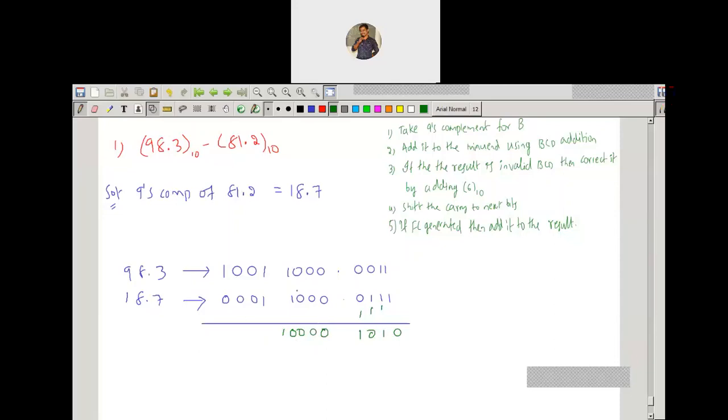Here 1 plus 1 is what? 2. So you can represent 2 as 1 0. Now move on to the next BCD addition. 1 plus 1 is what? 2. 0 with carry 1. 1 0 1.